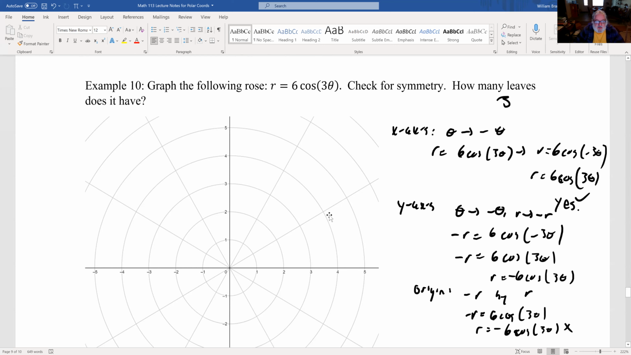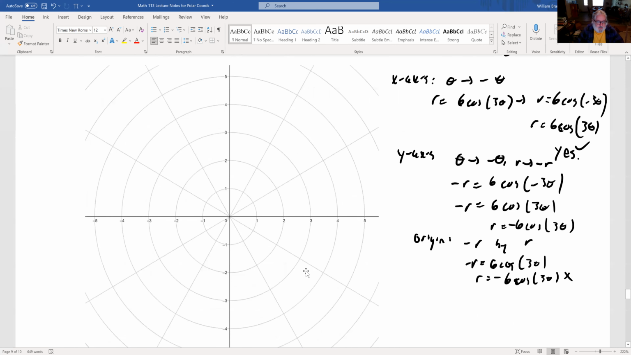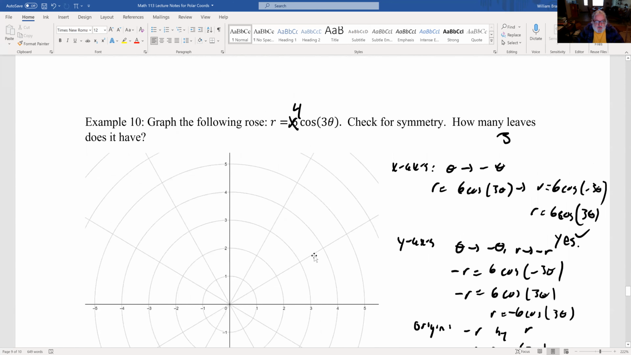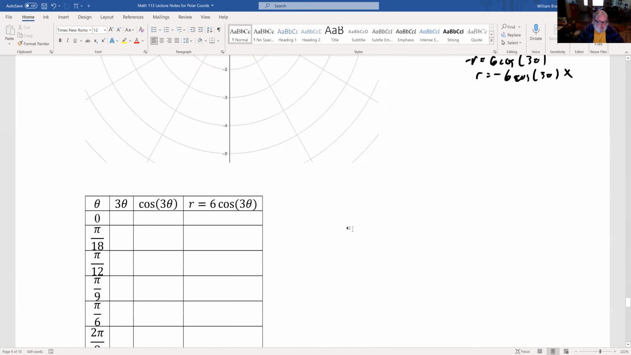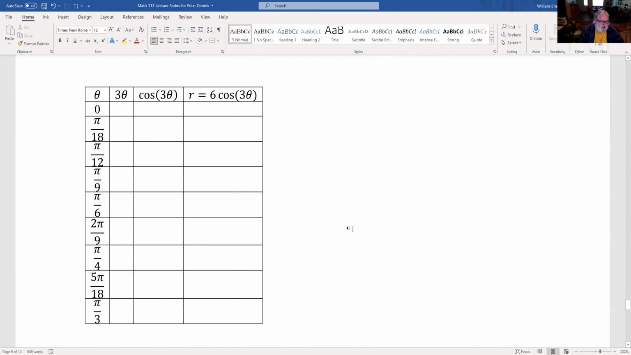6 cosine 3 theta. Oh, let's make it 4 cosine 3 theta so that I actually have enough space to graph this. 3 theta. So that means every 120 degrees, I want to calculate things. So we're going up to 120 degrees, which is pi over 3. Yeah, that is 120 degrees.